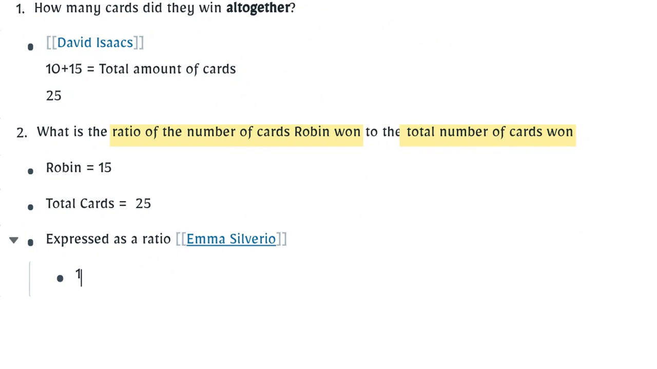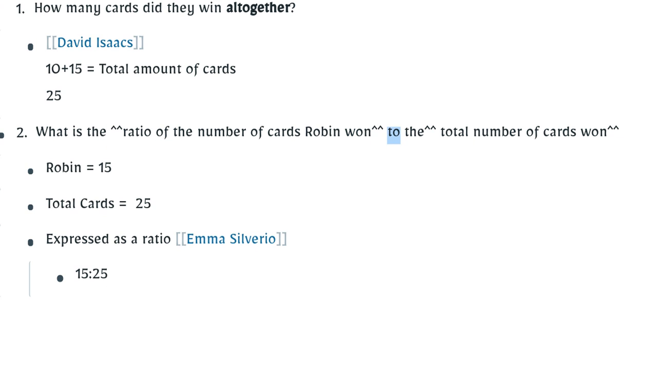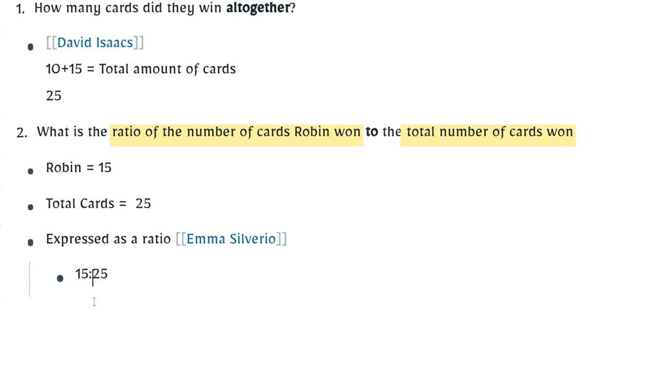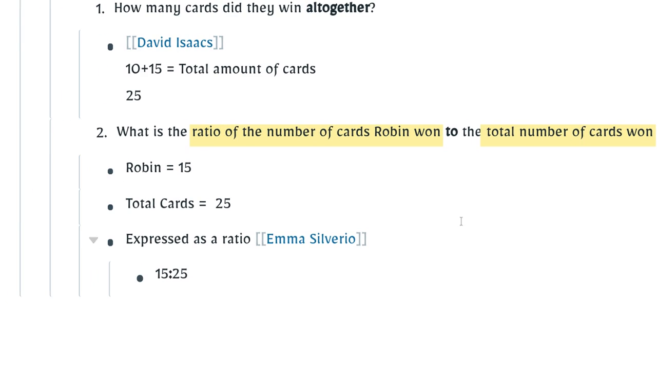15 to 25. Exactly. And here's why. Because the question put Robin's amount of cards first, then it used the word "to." So that means, in other words, this colon could be represented as "to." Right? Understand? So 15 to 25. Good. But are we finished yet?